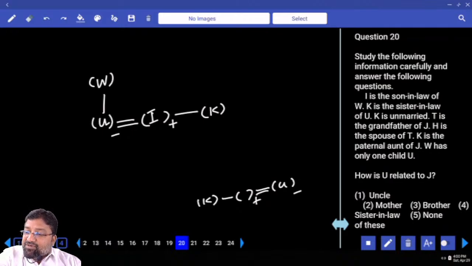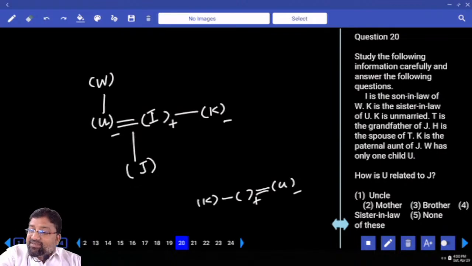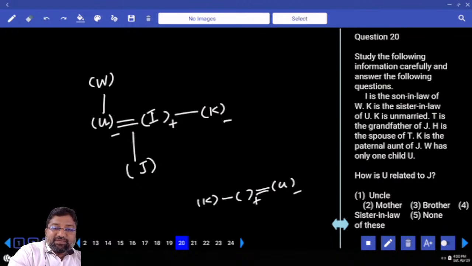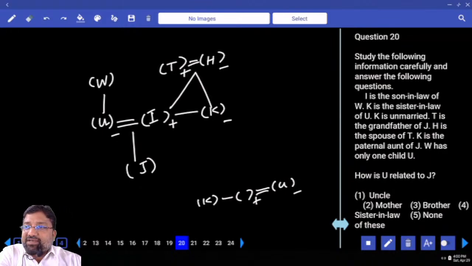T is the grandfather of J. H is the spouse of T. That I'll come back to later. But he says K is the paternal aunt of J. Who is J? T is the grandfather of J and H is the spouse of T. So here T should be there. H is the spouse. T and H have how many children? 2 children. Who are those 2 children? I and K. Is this clear?